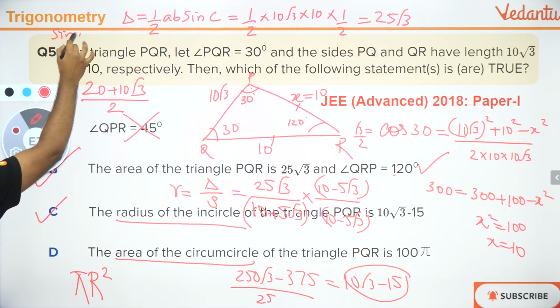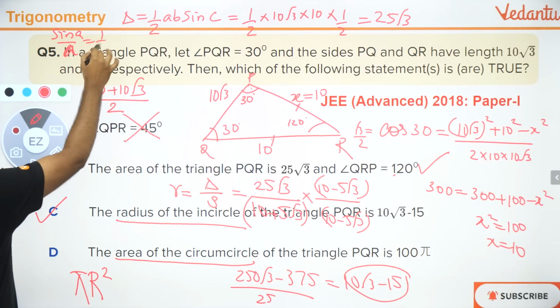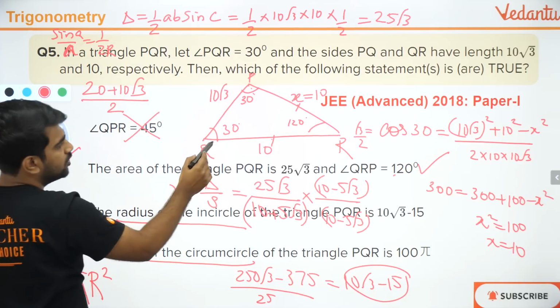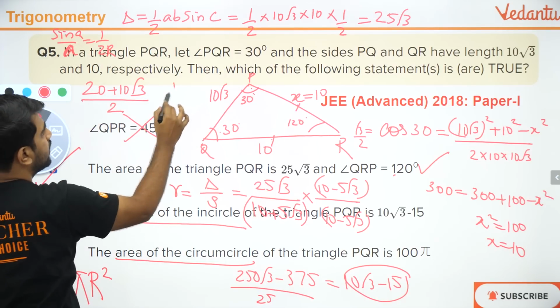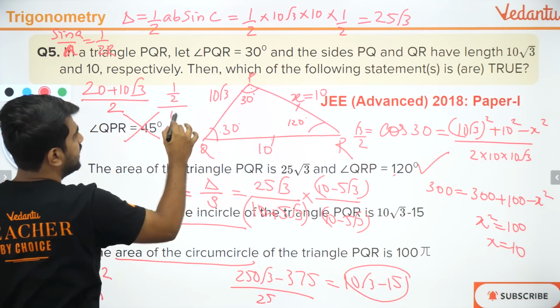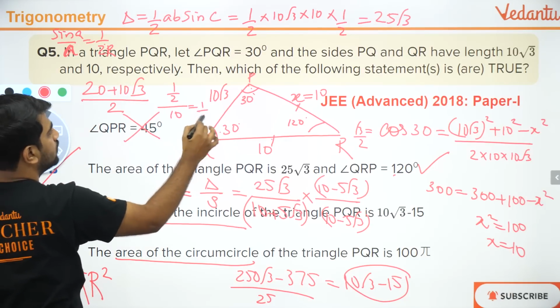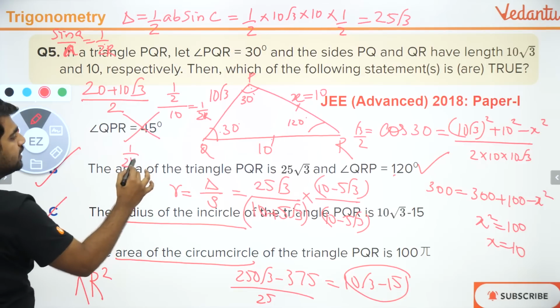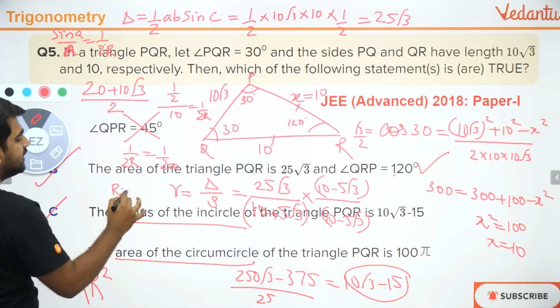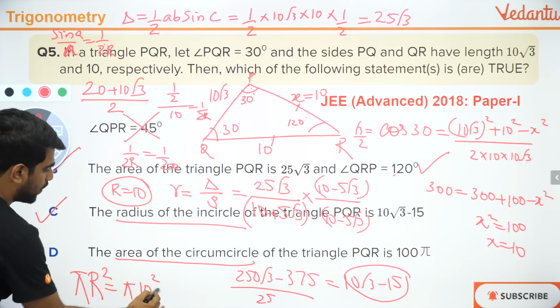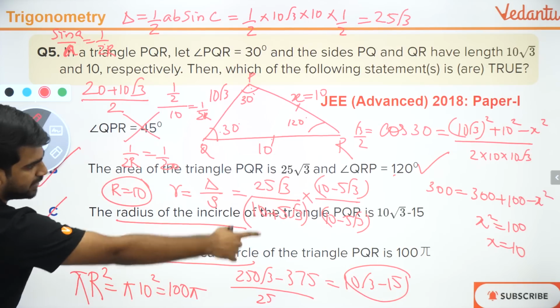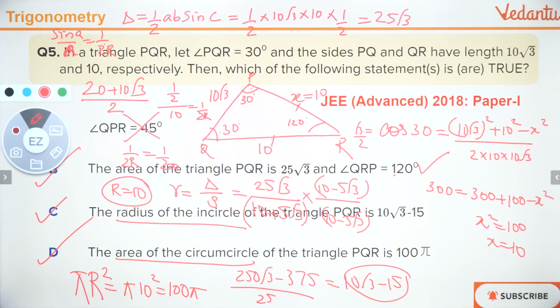We know that sine A by a is equal to 1 by 2R. So I know this angle and I know this side. So I'll do that. Sine 30 by 10 is equal to 1 by 2R. So 1 by 2R is equal to 1 by 20. So R is equal to 10. So my circumradius is 10 units in length. Therefore, area will be pi into 10 square, which will be 100 pi. And do I have 100 pi there? Yes. So B, C, D, all three are correct. And that is how you solve it.